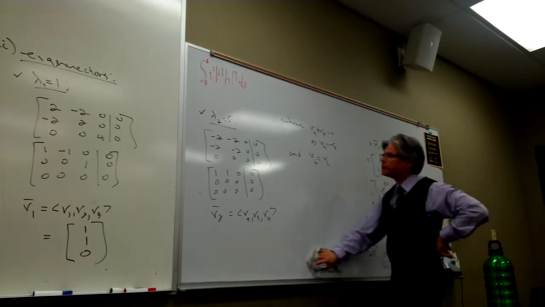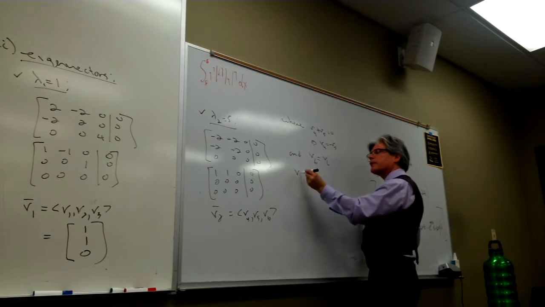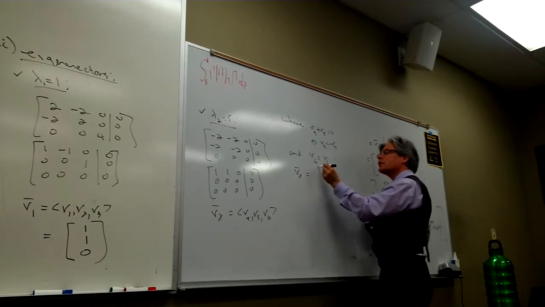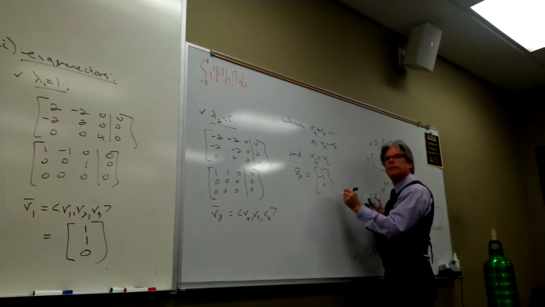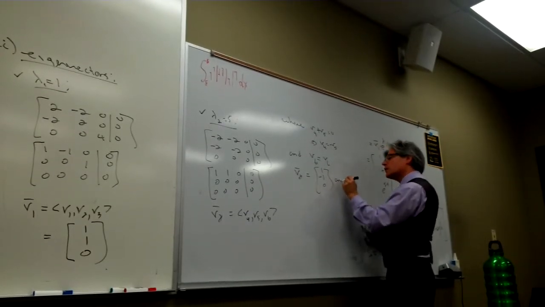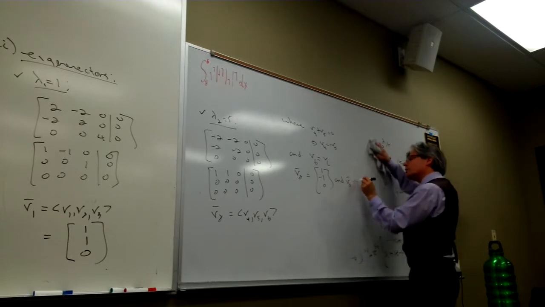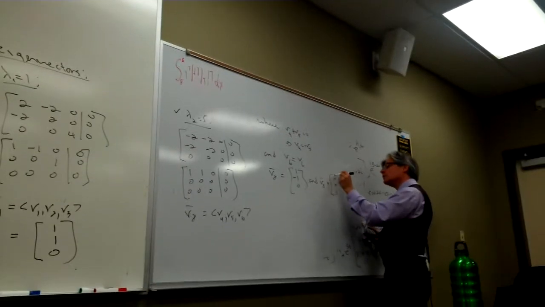That being the case, I think one corresponding eigenvector V2 bar is going to be nothing more than how about 1, negative 1, 0? And I think a V3 bar will be nothing more than 0, 0, 1.